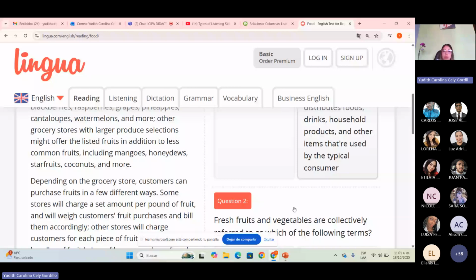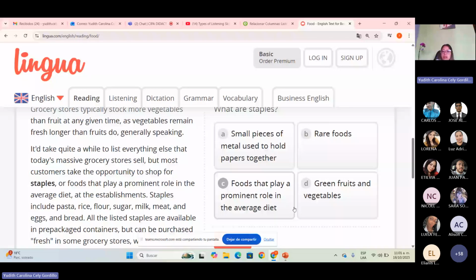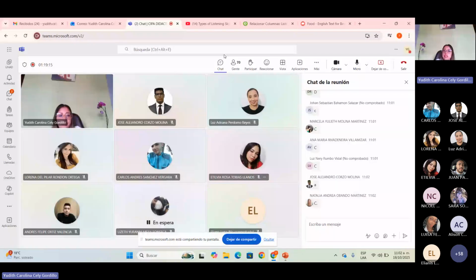What are staples? Can you identify the answer? A, a small piece of metal used to hold paper together. B, rare foods. C, food that plays a prominent role in the average diet. D, green fruits and vegetables. Can you identify the answer for staples? This is A, this is B, this is C, maybe D. Can you identify it?